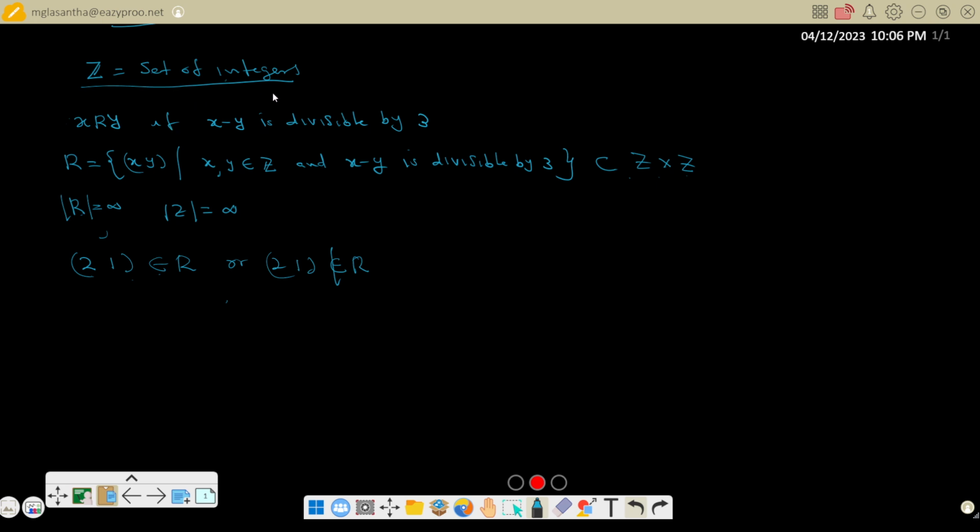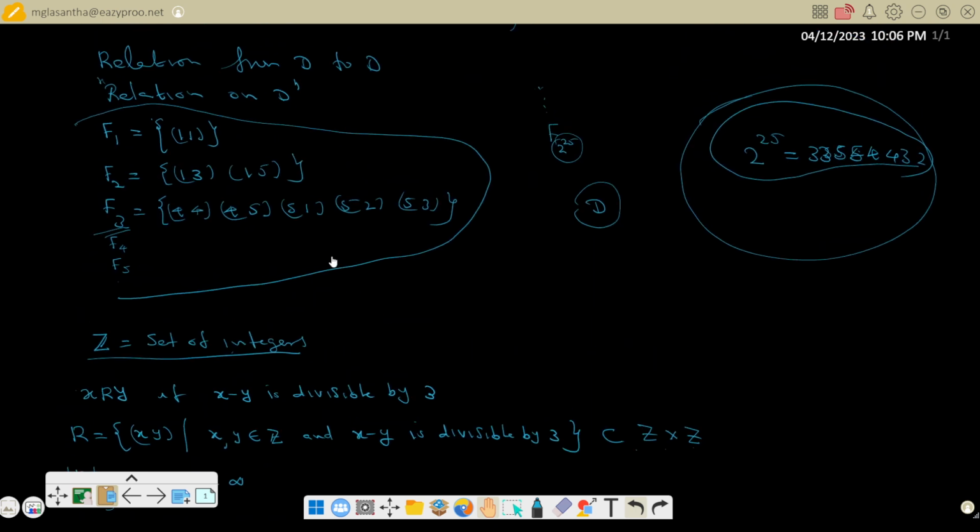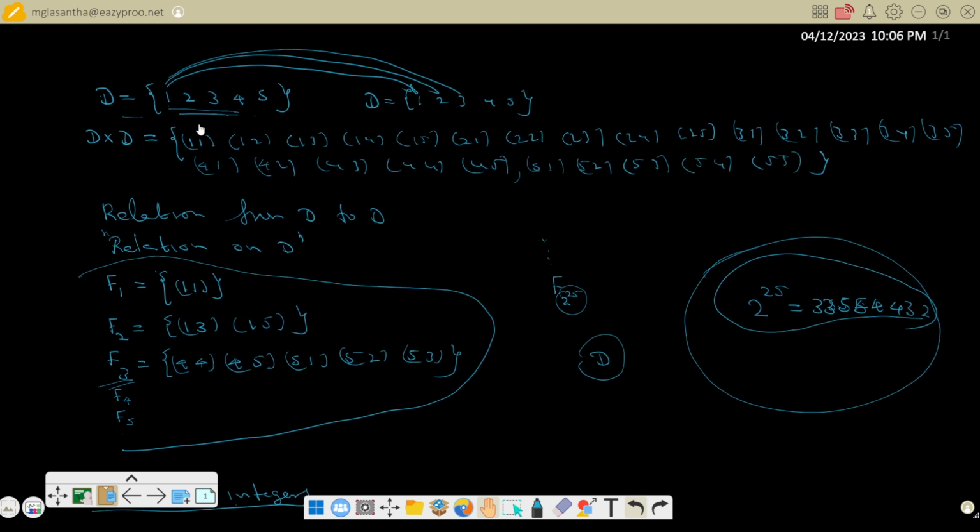So Z is the set of integers. It is an infinite set. Suppose Z is a finite set, like the set D previously considered. D is a finite set, no? D cross D, all possible two-tuples you can list out. That means you can list out all the elements of D cross D. But here it is an infinite set.